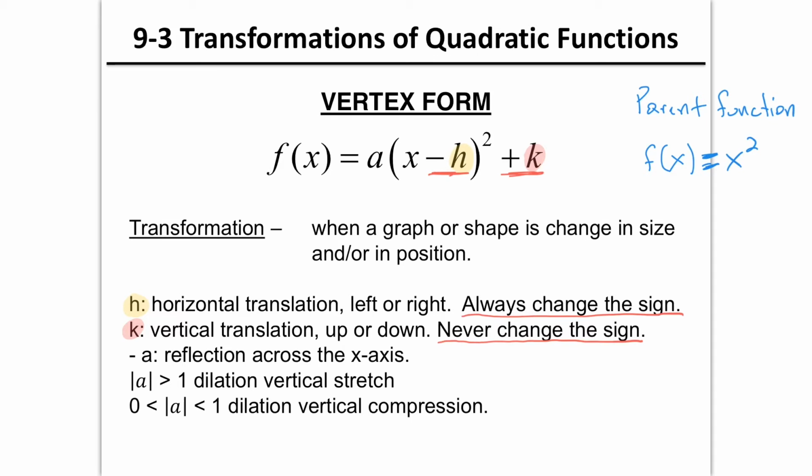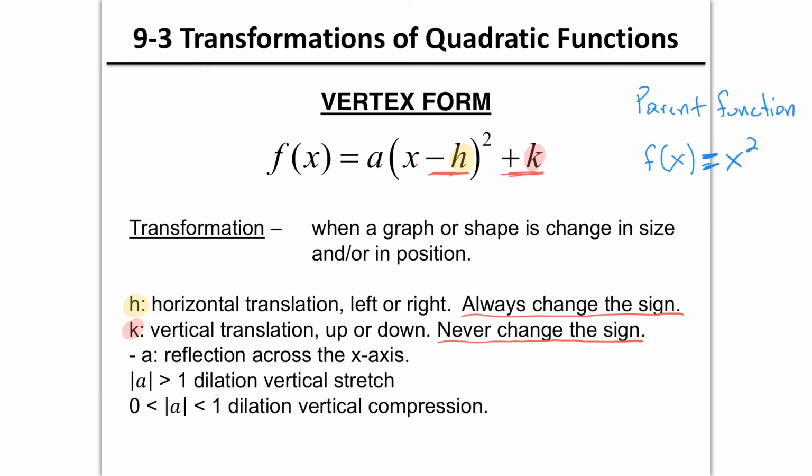So if k is plus 2, k will be positive 2. If k is a minus, let's say you have a minus 7, then k will be negative 7. So never change the sign of k, but for the h, you always want to change the sign. You take the opposite of the value. Now let's talk about the a value.